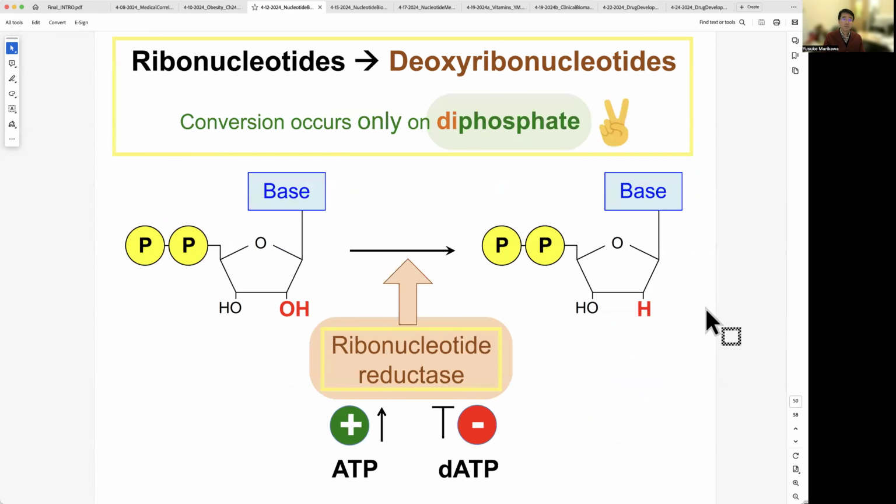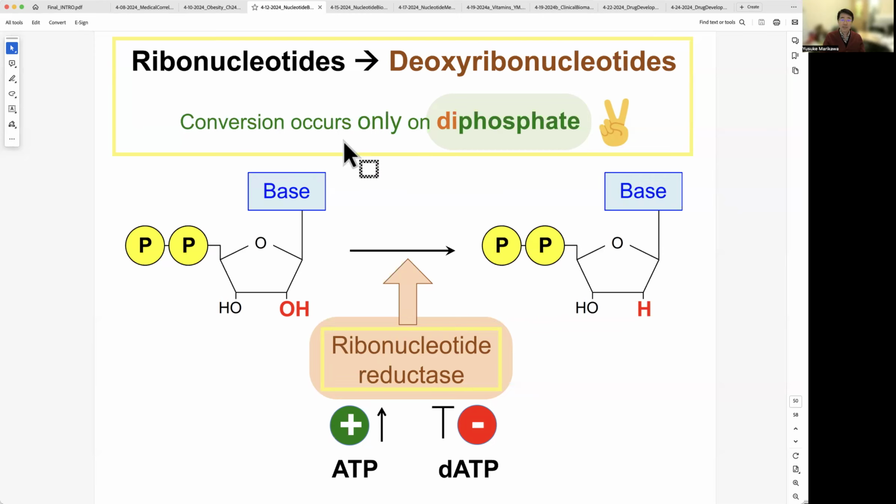Now you're going to convert the ribonucleotide into deoxyribonucleotide. So deoxy means it's a reducing kind of reaction. What you know is that there's a single enzyme, ribonucleotide reductase, responsible for changing all those bases, regardless of base, from the ribo version to the deoxyribo version. The single enzyme does that conversion.